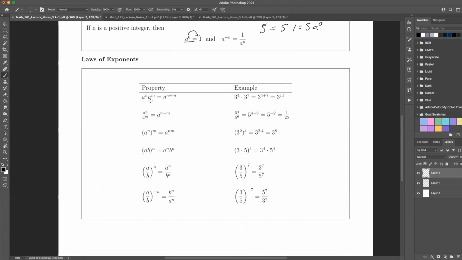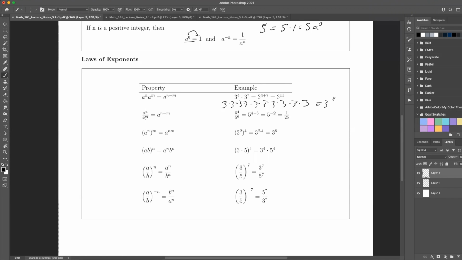Here, if I multiply a to the n times a to the m, that is a to the m plus n. For example, 3 to the 4th times 3 to the 7th, you can just add that up, and that becomes 3 to the 11th. Another way of seeing that is I could write this out: I could write 3 four times, and then 3 seven times, 1, 2, 3, 4, 5, 6, 7, and if I count it all up, this is 3 to the 11th. So that's how that works.